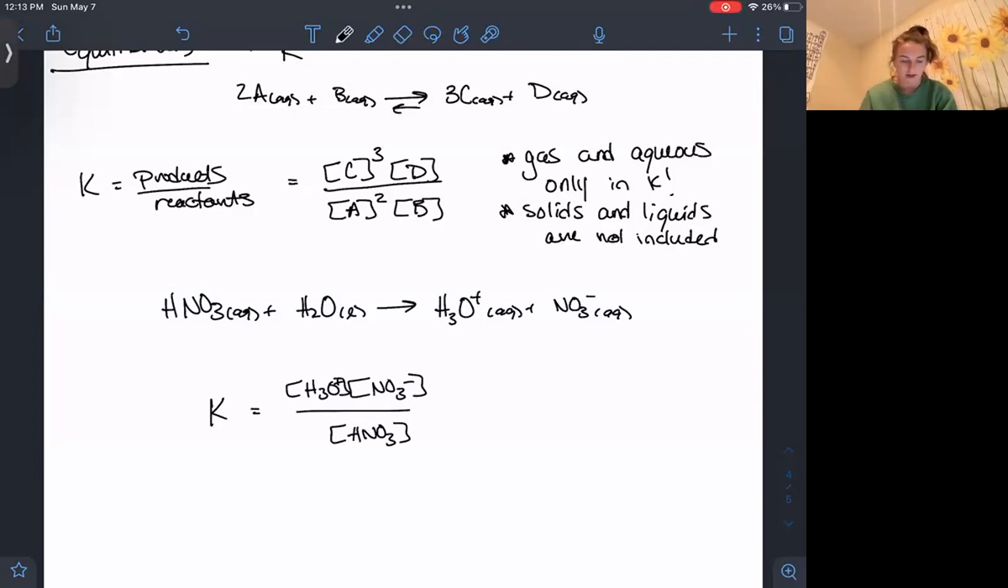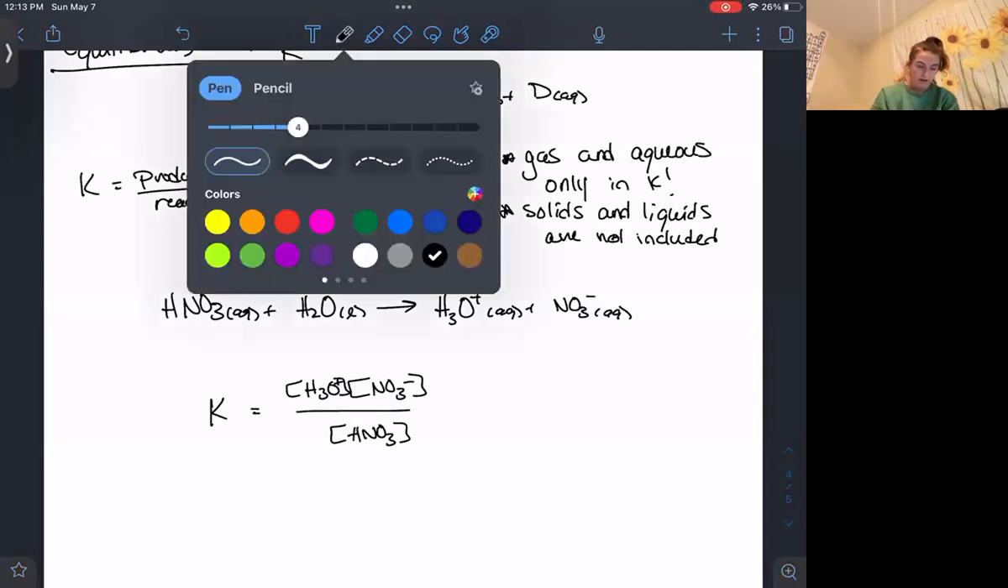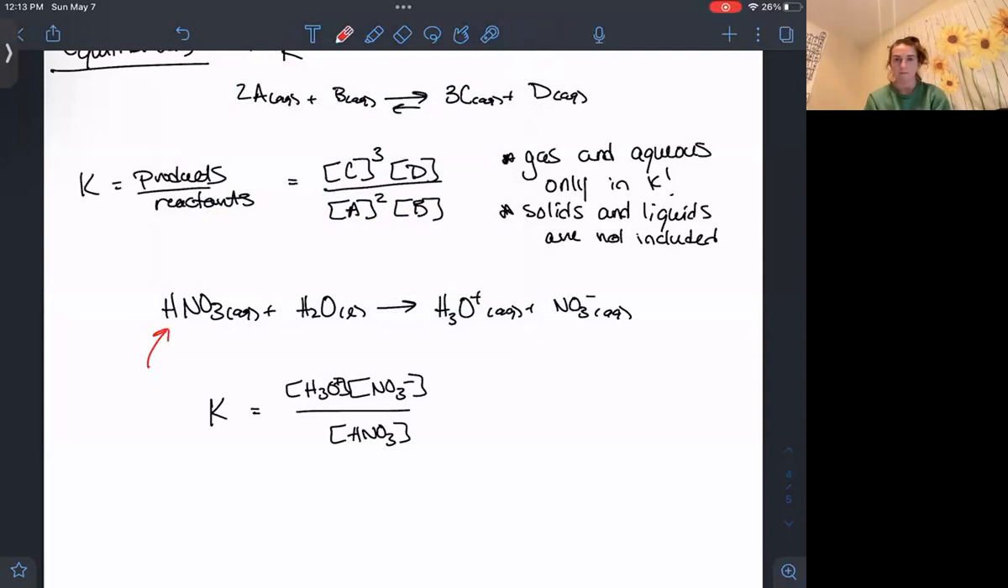Okay, so we have H3O plus NO3 minus goes to HNO3, or divided by HNO3. What is HNO3 classified as? What can we call that? I like that last one. This is an acid. What kind of acid? Good. This is a strong acid. So does that mean it fully or only partially dissociates?